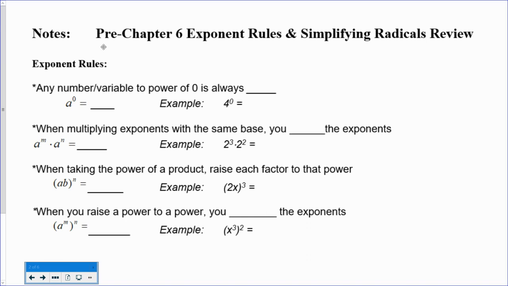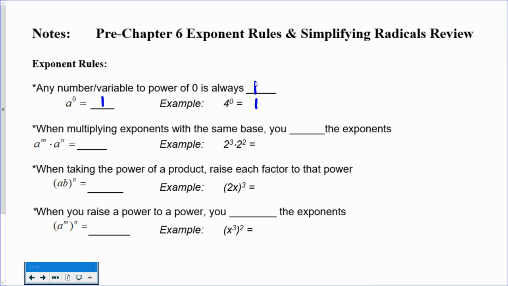So one of our exponent rules is any number or variable to the power of 0 is always 1. So a to the 0 power will give you 1. If you're not believing me and you want to check on your calculator, 4 to the 0 power is also 1, but we cannot check a to the 0 power in our calculator. So we will need to be familiar with any variable or number to the 0 power is 1.